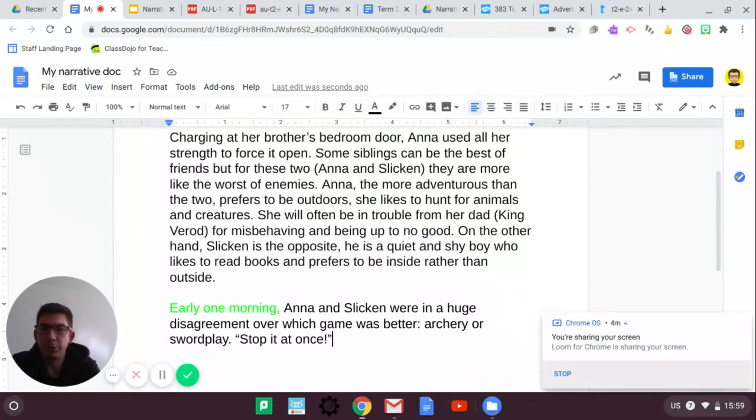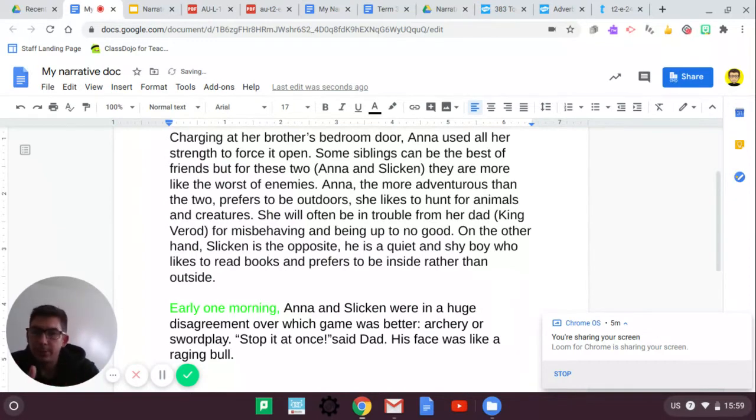Stop it at once, said Dad. His face was like a raging bull. Okay, that's my first simile. His face was like a raging bull. Okay. So far I'm doing pretty well. Right, I've got linking words in there, and I've got my simile that I've just used.